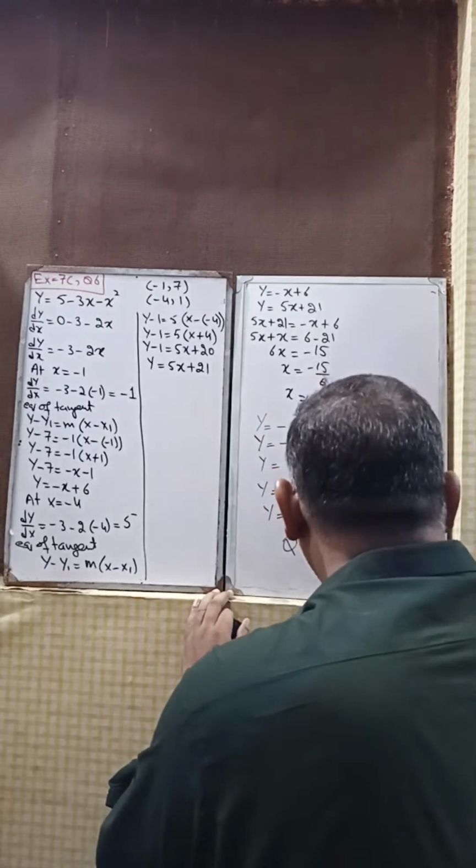Okay. So this is minus 5 by 2, which means minus 2.5. Let's check if the answers are right. They say the answer is minus 2.5 and 8.5. So our answers are right. Minus 5 by 2 means minus 2.5, 17 by 2 means 8.5. So this is how you will do question number 6.